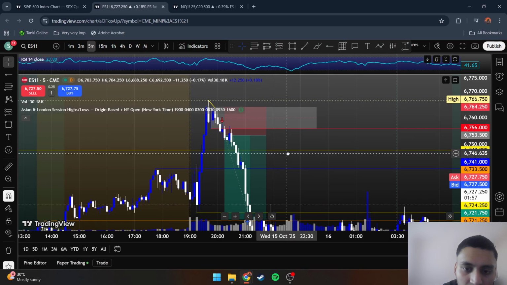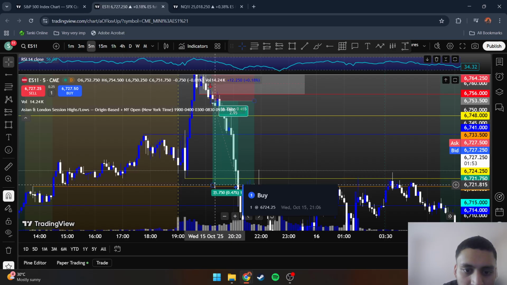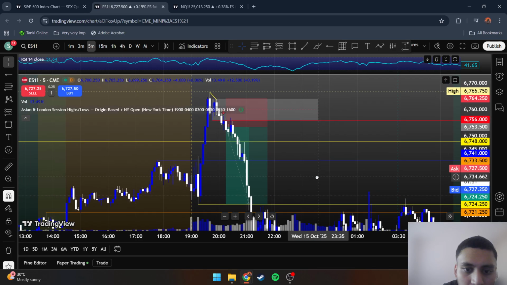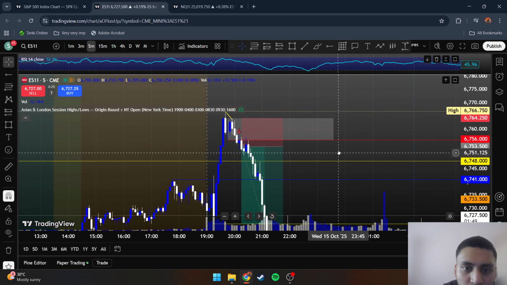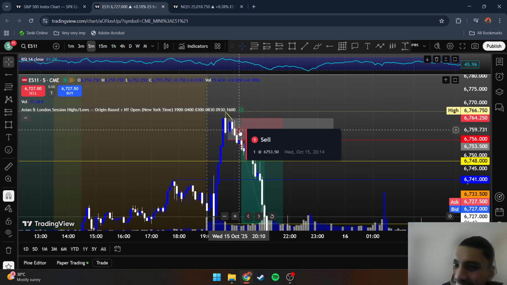This was the actual trade that I took. Oh my bad, this was right here. And then I went short with this candle right here at 67.53.5.